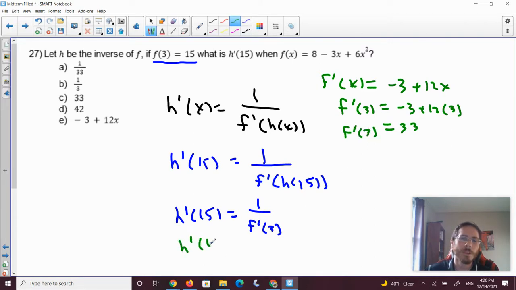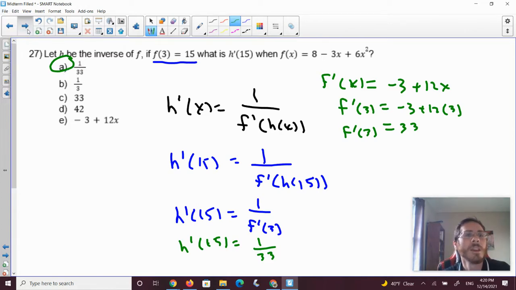So if we replace f prime of 3 with 33, we end up at choice A. So that was pretty cool. I like that one because they did a little bit of both approaches. In class, we saw 2 approaches. Usually they'll give us all the numbers and we plug them in, or they give us the function and we have to get the inverse and then plug it in. So I like this one. It was a mix of both approaches.